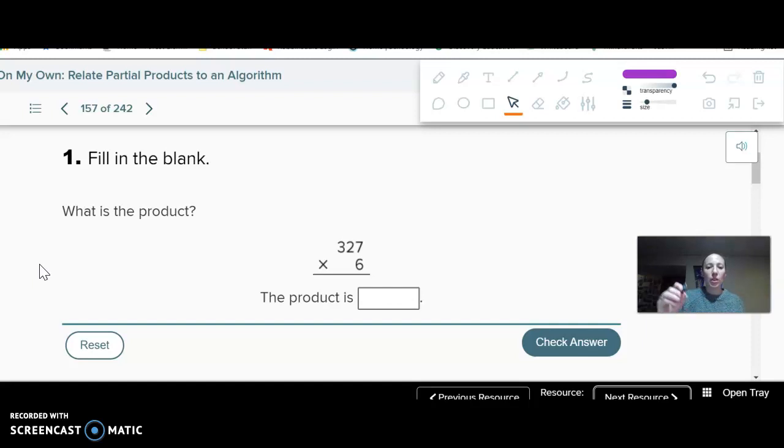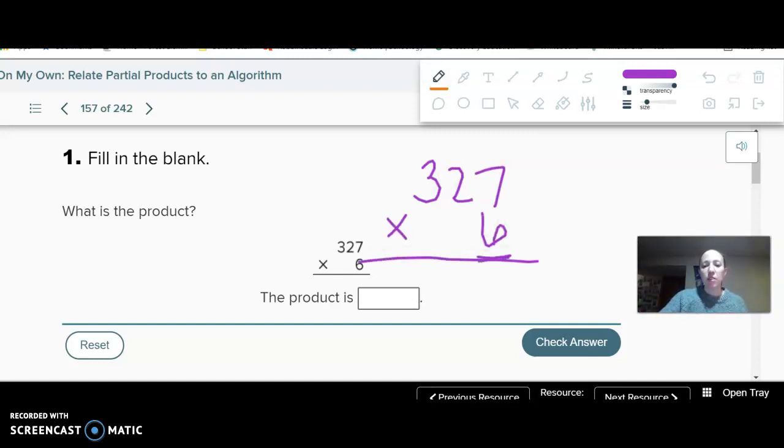All right, hopefully you got it. So I'm going to rewrite it over here so I have a little more space. All right, so I'm using my 6. I'm going to do 6 times 7. That's 42. So I need to put the 4 up there and the 2 down here. Kind of like I would if I was adding, right? I carry the tens place, I write the ones place.